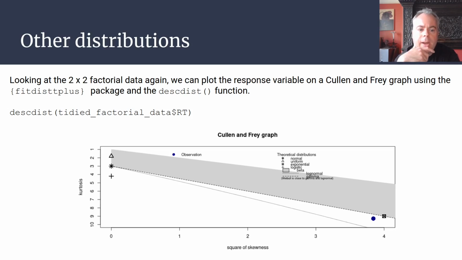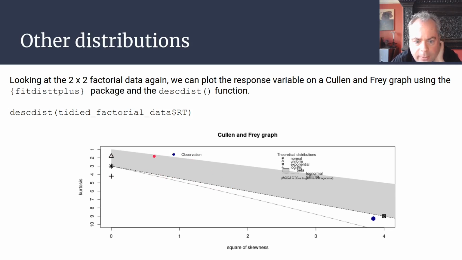There's a great package called fitdistrplus. I think I've actually spelled that wrong up there. I'll correct that in the slides. It has a function called descdist for describing a distribution. And you can use that function and it will plot on what's known as the Cullen and Frey graph where your data actually lie. So our observed data are going to be indicated by this little blue circle here. We've got lots of different types of data distributions plotted on the Cullen and Frey graph.